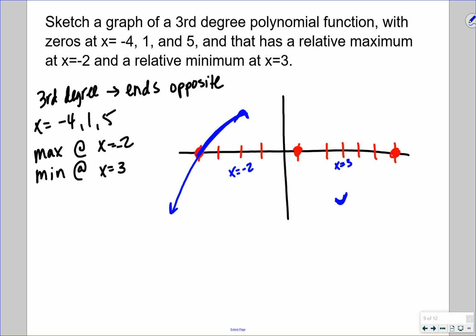So why not just make my end go down there? And then here is my maximum value. I'm going to go back, hit this 0, go down to the minimum value and back up through my 0, and then continue on. My ends go in opposite directions. Check. I have a maximum here, a minimum down here, and then my zeros cross through my x-axis at the correct places. Perfect third degree polynomial.